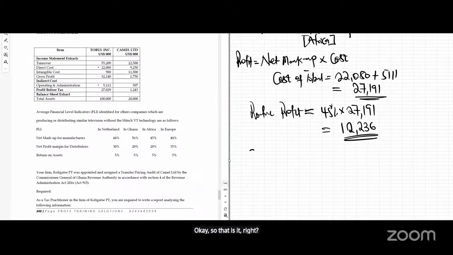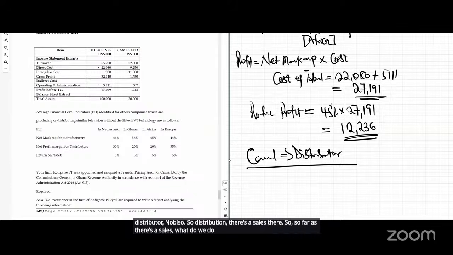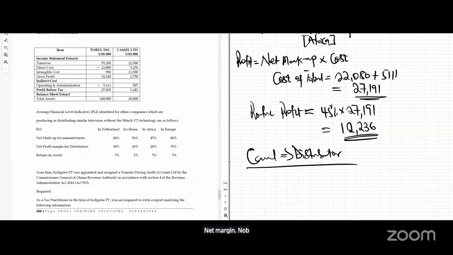Then we come to who? Camel, right? Camel is a distributor. So in distribution, there are sales. So far as there are sales, what do we do? Net margin. We are going to use net margin. Is it Africa, Europe, Netherlands, or Ghana? Net margin where? Ghana. Yes, they said other distributors are in Ghana.